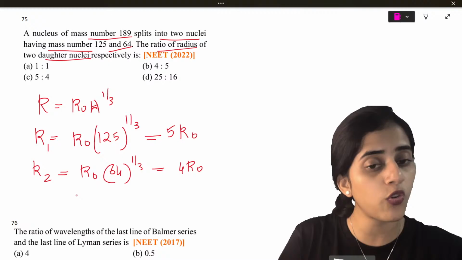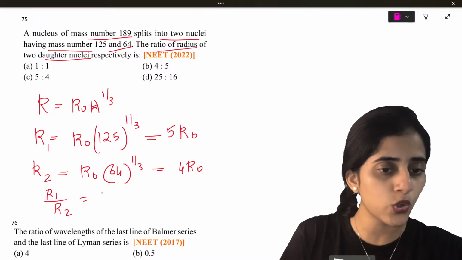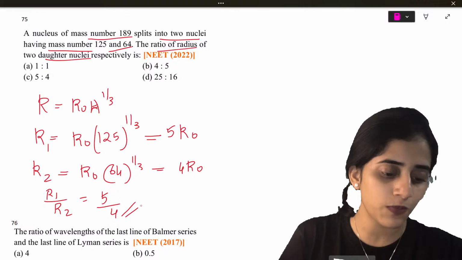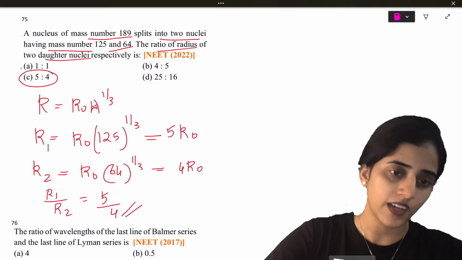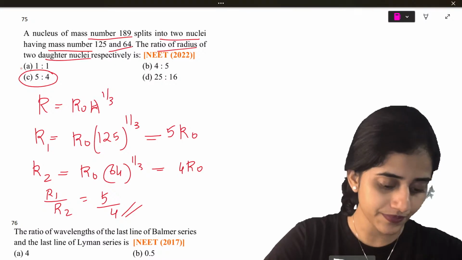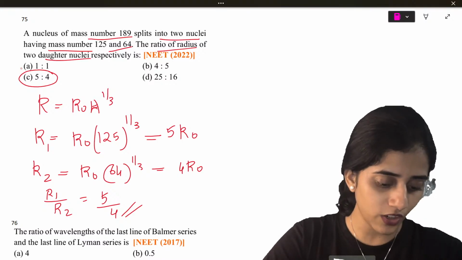Now what is R1 by R2? 5 by 4. So the answer is 5 is to 4. Are you all getting option C? All of you are getting option C?